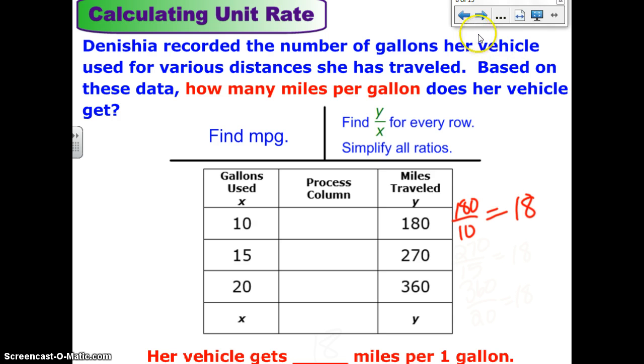180 divided by 10 is 18. 270 divided by 15 is 18. And 360 divided by 20 is also 18. This tells us that her vehicle gets 18 miles per gallon, which is our unit rate. 1 gallon of gas gets us 18 miles.